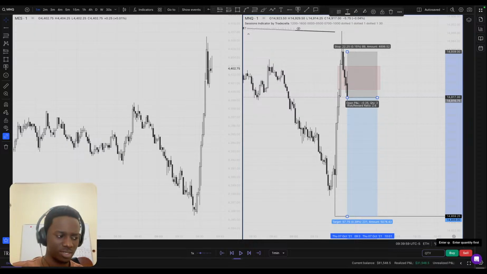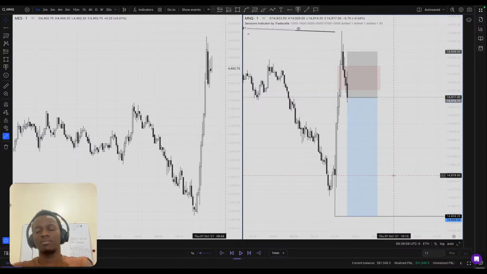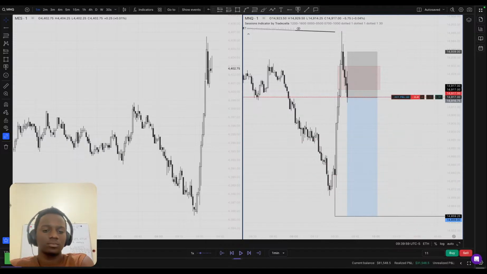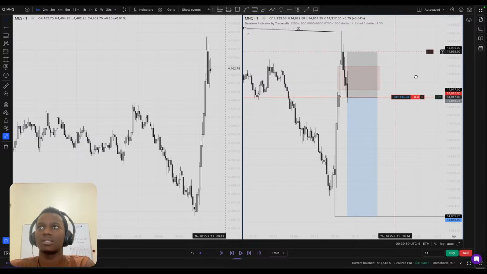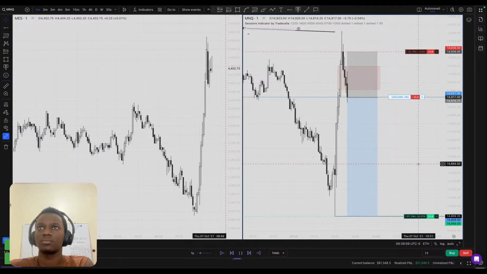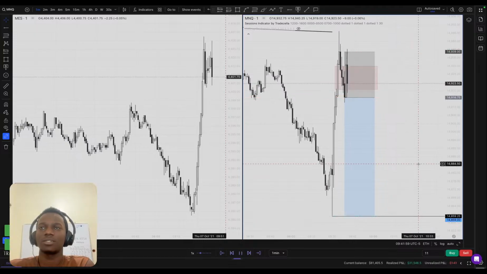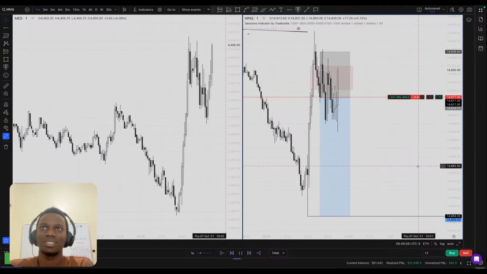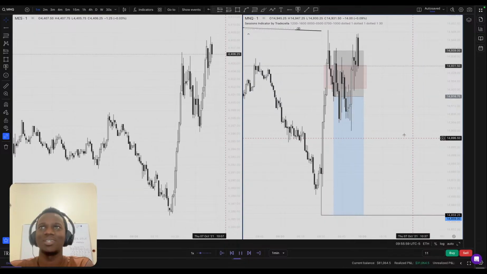How many points is this? 11, I believe. Let's see. 11 micros. And my stop at the high. Take profit at this low. Damn, and then we get stopped out. Don't tell me after getting stopped out it will have to take profit. It would be the worst.